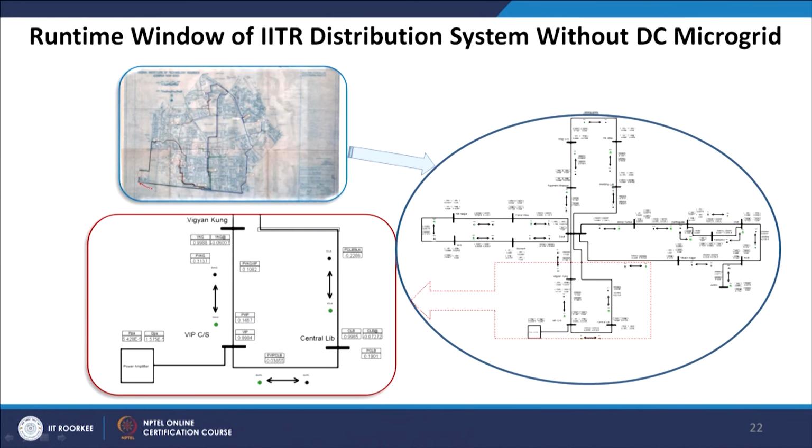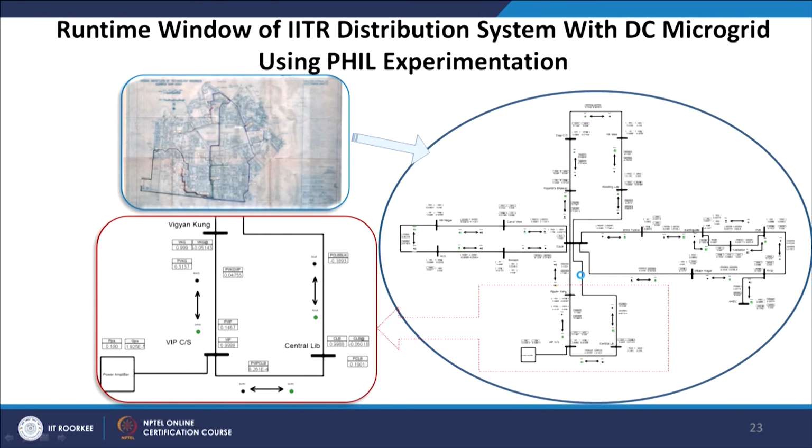This is a runtime window of the IIT Roorkee system. This is the pictorial view of the IIT Roorkee campus, and this is my network. We can see it is radial, but we have many rings in between. And this is without the DC microgrid. Then further, we have integrated the DC microgrid and carried out PHIL experimentation of the IIT Roorkee campus along with the DC microgrid interfaced.